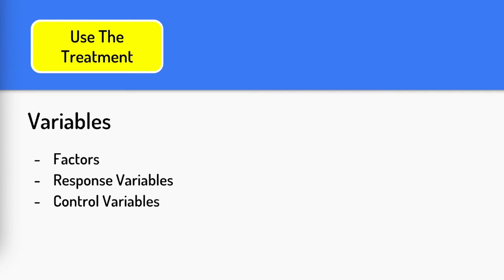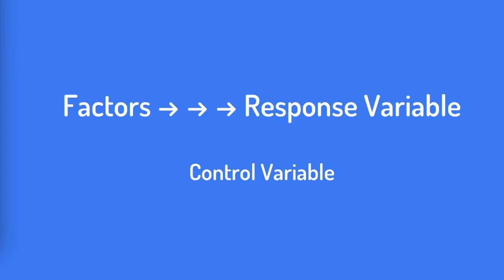Now, third step, using the treatment. This is where the experiment actually begins. And when using the treatment, there's just one thing you've got to know. When you perform the experiment, there are going to be several variables. First are factors, second are response variables, and third are control variables. So what's the difference between these variables? Factors are what you apply. It's the treatment, and the response variable is the result from the treatment.